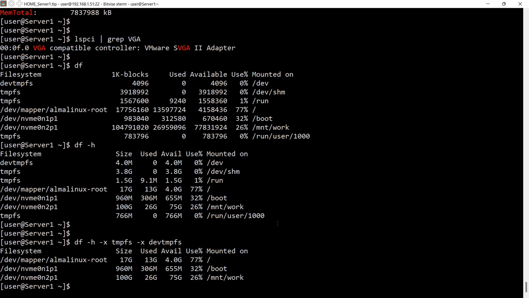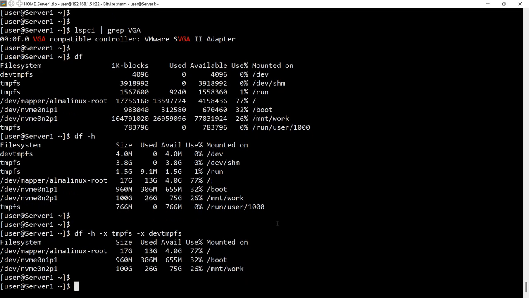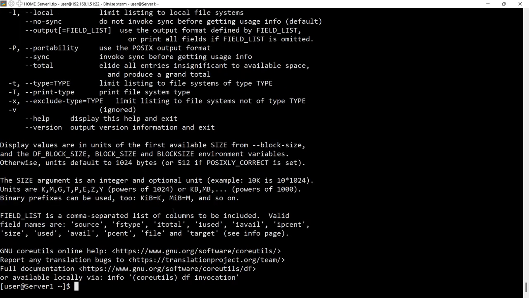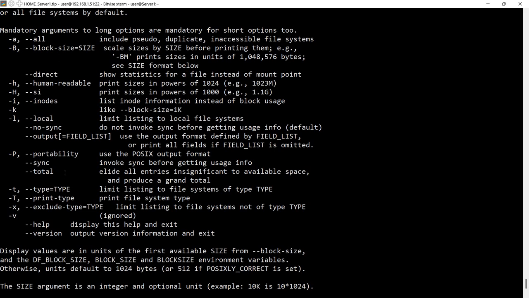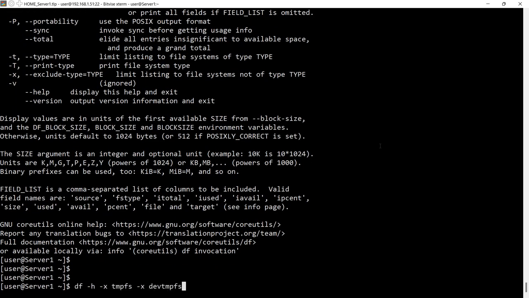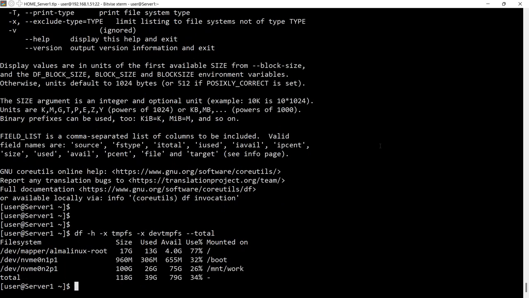Now, with almost all commands, including df, we can run the command minus minus help. And this will give us different options that are available with this command. And we notice here minus minus total, which will produce a grand total of the values. So let's try this again. So df minus h minus x tmpfs minus x devtmpfs. So this will exclude this file system, and also add minus minus total. So now we see this last line here, which gives us a grand total for all the available partitions.